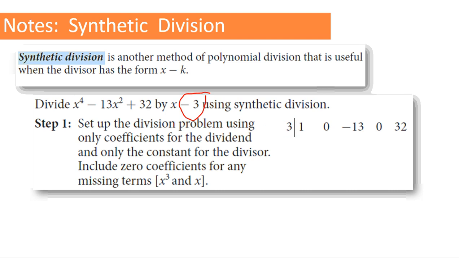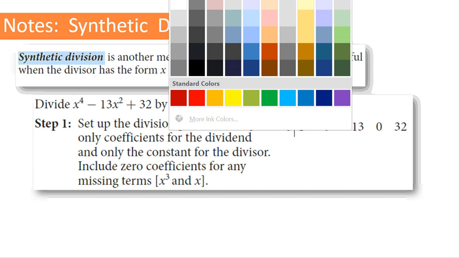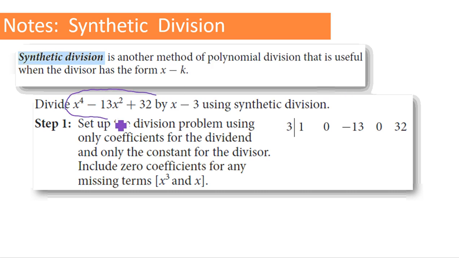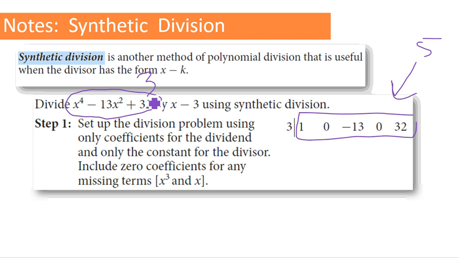Your dividend, the part we're dividing into, is going to be right here, and notice that's where this is coming from. Now you may say, okay, there's 5 terms there, and there's only 3 terms over here. So what gives? Well, notice we've got a couple of placeholders.